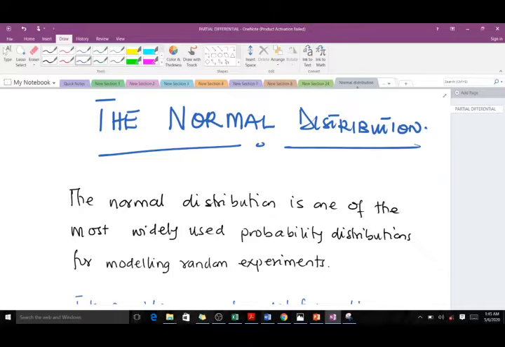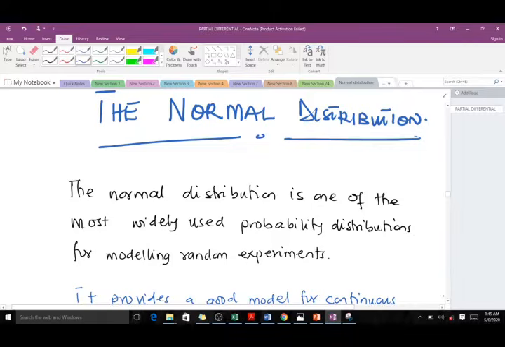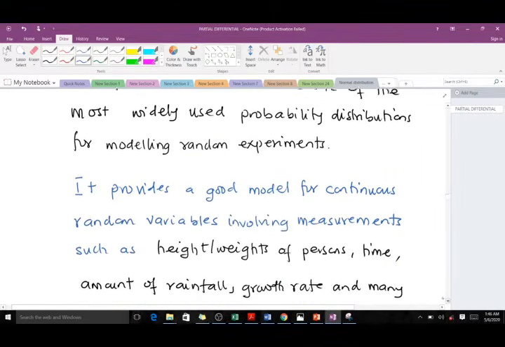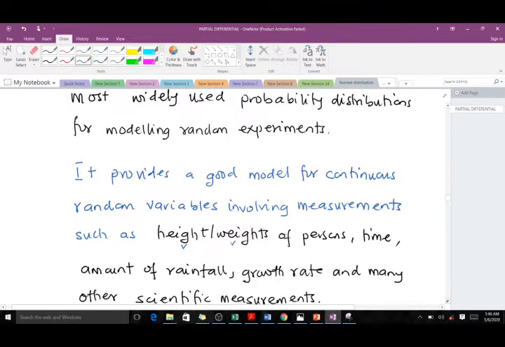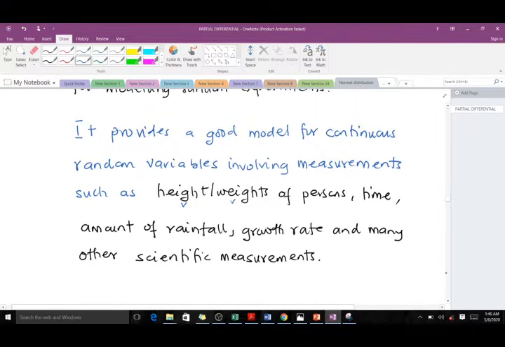So the normal distribution is one of the most widely used probability distributions for modeling random experiments and mostly continuous random variables. It provides a good model for continuous random variables involving measurements such as the height or weight of a person. You can see the question there, we had height and we had weight. So the normal distribution is better for doing this. Then time, amount of rainfall, growth rate, and many other scientific measurements. So that's the normal distribution for you.